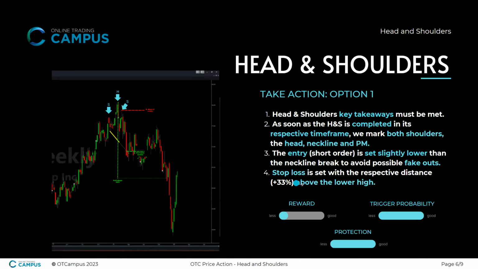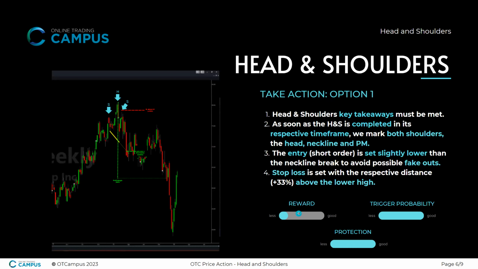Step number 4 is the stop loss is set with a respective distance. For example, blueprint plus 33% above the lower high. Guys, high here, low, lower high, lower low. That is our lower high. We can move our stop loss above the lower high. That is option number 1.